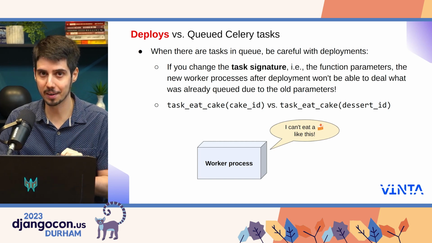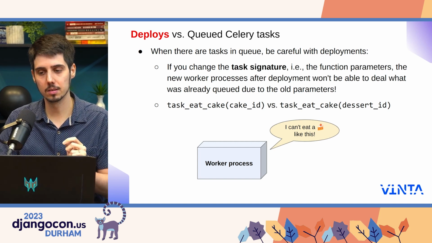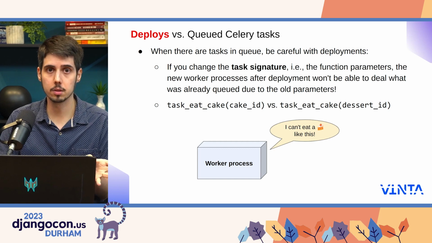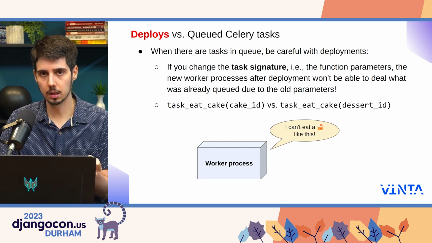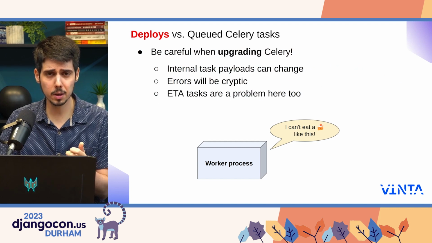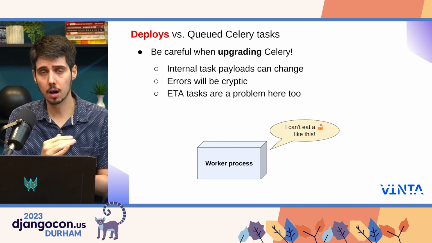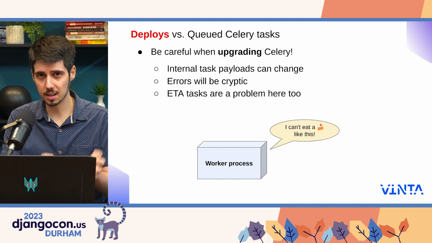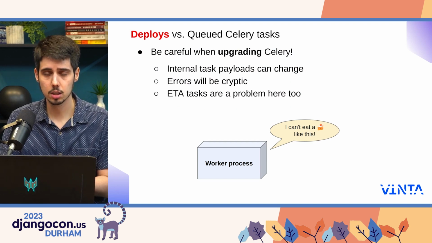The errors will be very cryptic, and you need to ensure that the queues are empty if you are changing task signatures. Be careful as well when you are upgrading Celery, because the internal task payloads can change. The errors will be very cryptic as well.